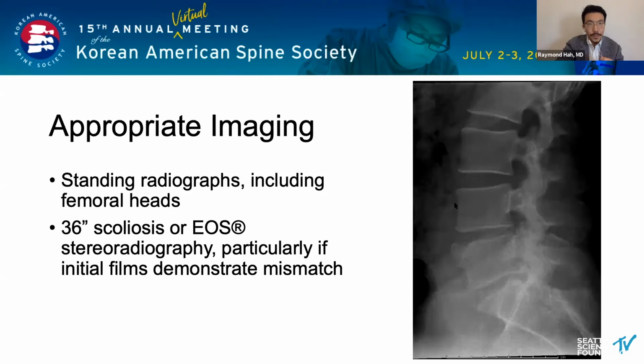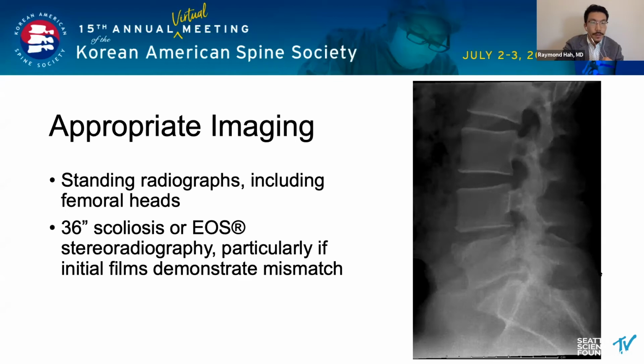So what is appropriate imaging? Especially with some insurance carriers, I get patients all the time who come in with an X-ray like this, and then I can't get another X-ray. They've already had lumbar X-rays, but I really do think that it is important, even if you only have lumbar X-rays in your practice and you don't have the ability to get 36-inch scoliosis X-rays, to really make a point to include the femoral heads. And I think with that alone, you can usually avoid the majority of these types of mistakes.